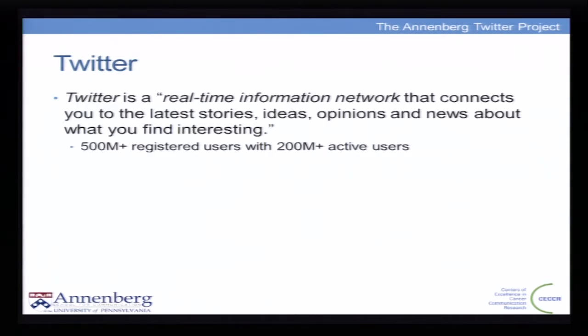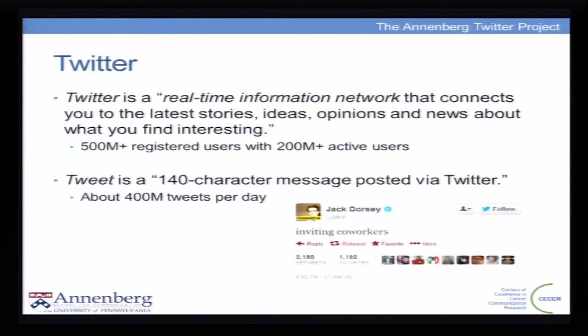According to Twitter, it is a real-time information network, and currently there are more than 500 million users, with more than 200 million active users. A tweet is a 140-character message posted on Twitter. Again, this is a definition by the Twitter company itself. On average, about 400 million tweets are posted per day. A tweet looks like that, and that's the first tweet posted by a human, on March 23rd, 2006. So actually, this Thursday is the seventh birthday of the Twitter service.